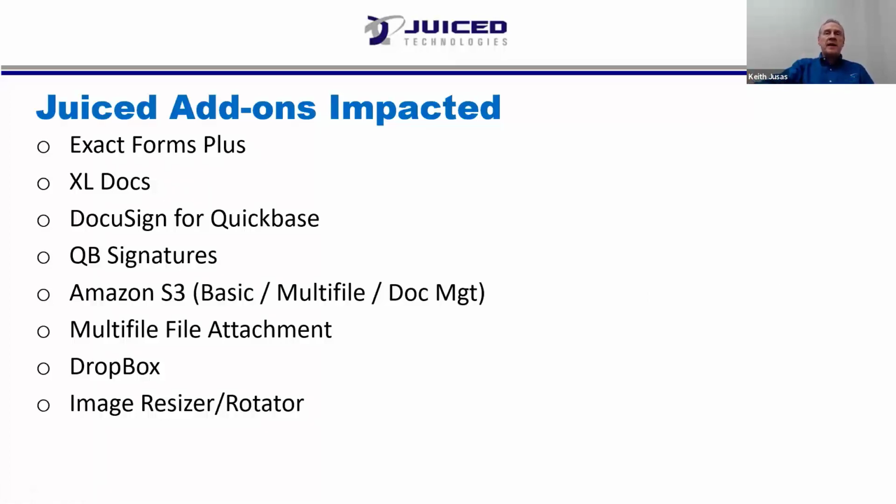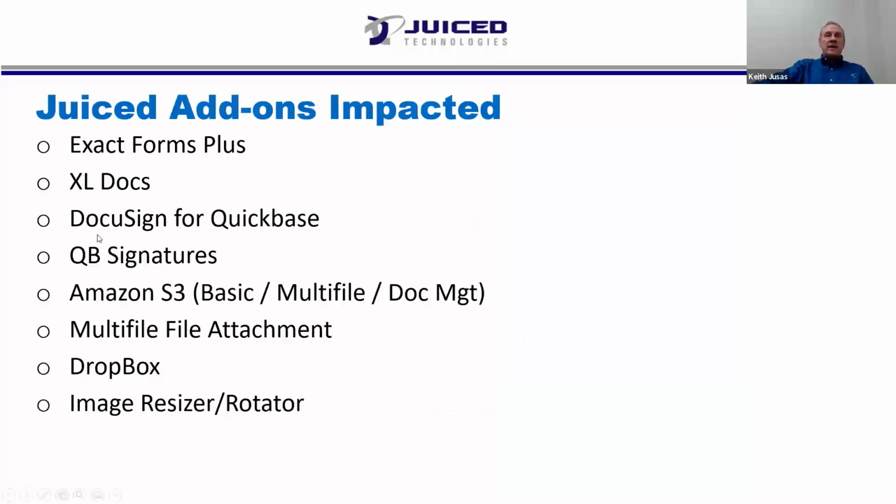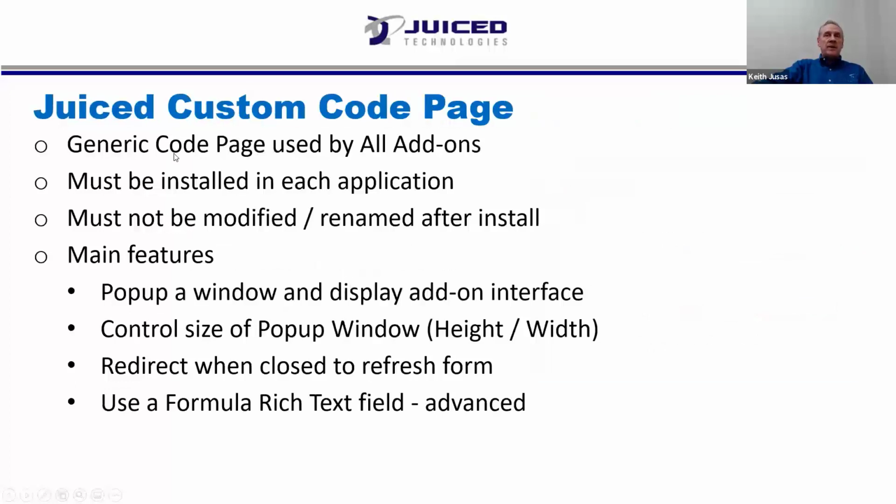But again, here are the add-ons that are impacted. So more about our custom code page. It's a generic code page that can be used by all of our add-ons. So even though we have impact on all of these add-ons, if you have a few of these installed in some of your applications, you won't have to install a new code page for each one. The one generic code page can be used by all. And if you're in multiple applications, you're going to have to put this code page in each application. So it's not something that you can put in one app and reference throughout apps. We think the better implementation is to install it in each application.